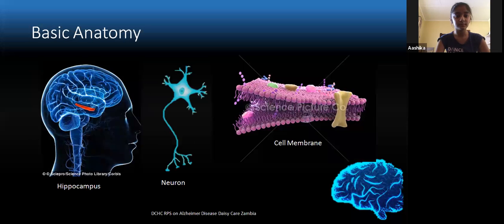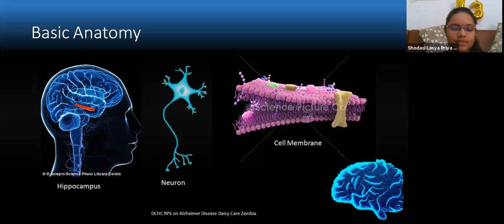Basic anatomy. Here we'll be discussing a bit of science, nothing too much. We'll look at what parts of the body get affected. In our brain, the hippocampus is a curved part situated on both sides of your brain. It helps in motivation, emotion, learning, and memory.